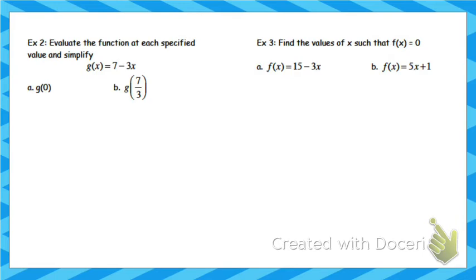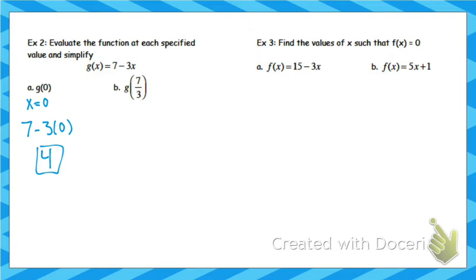So on this first one, it says to evaluate the function at each value. So it gives us the function g of x. It wants to know what g of 0 is. What that notation means, it's read g of 0. This means when x equals 0, then what does our y, or what does the g of x actually give us? So this means plug in 0 for x. So this is just 7 minus 3 times 0, which is pretty easy. That's 4.